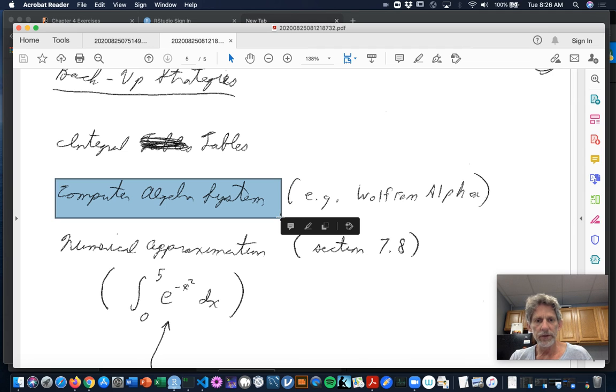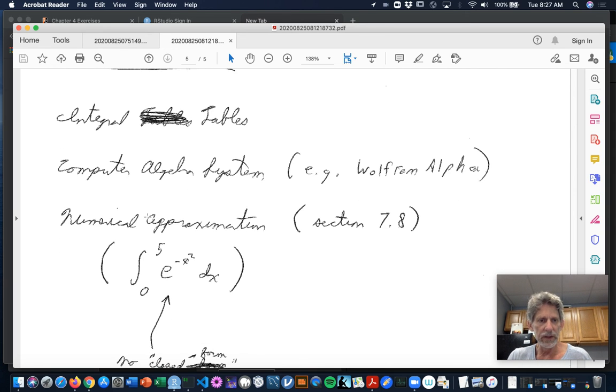If that fails, if you can't find something in the integral tables, then maybe you could go to a computer algebra system like Wolfram Alpha and ask for the antiderivative and see if Wolfram Alpha can do it. Now, this often meets with success, but sometimes Wolfram Alpha, even when it thinks it succeeds, delivers the antiderivative in a form that might not be useful for you to work with.